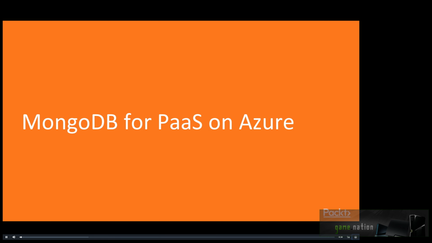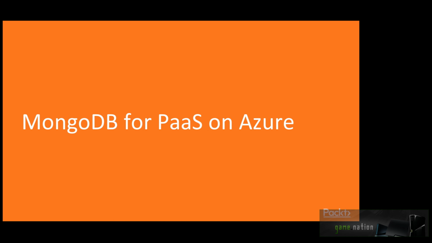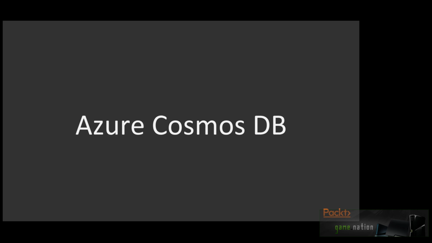In this video, let's go ahead and create an instance of Azure Cosmos DB and deploy a MongoDB instance for Platform as a Service on Microsoft Azure. The benefit of using Azure Cosmos DB is that it is basically a multi-model, globally distributed, and high-throughput database.